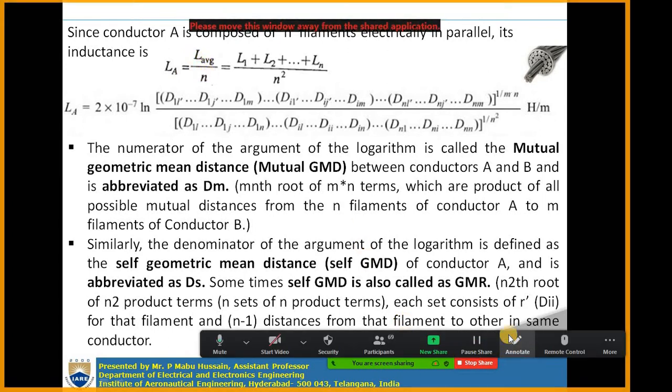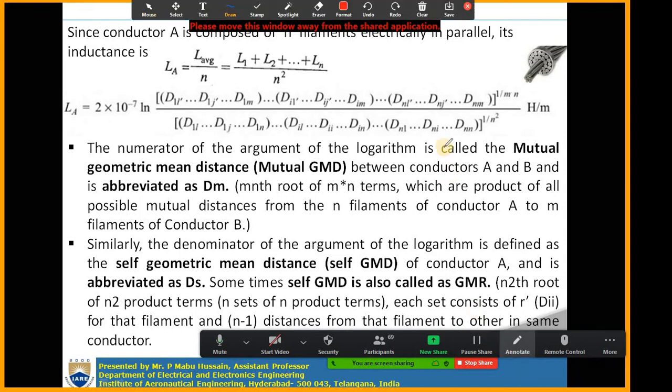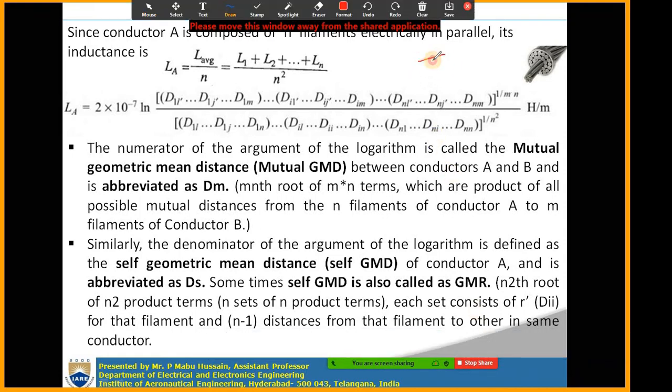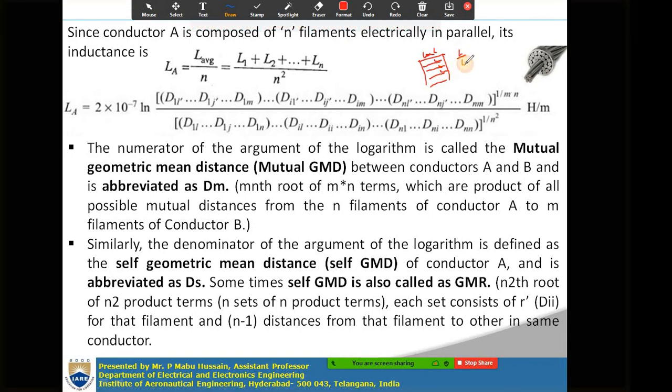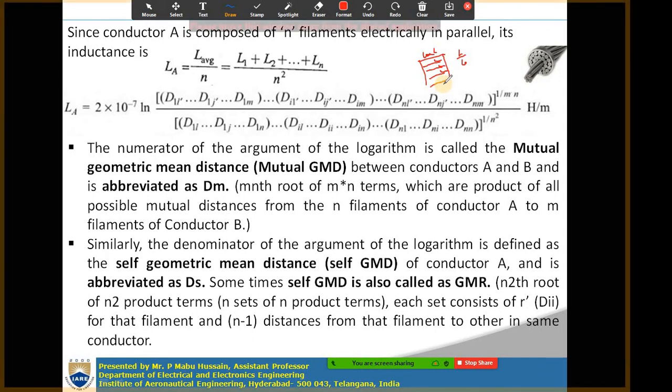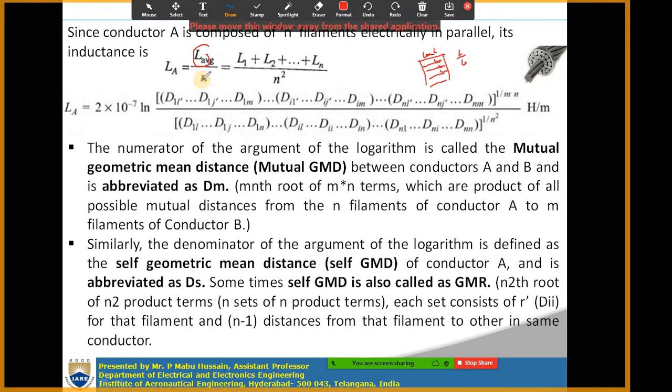So, as I said before, each strand 1 to n all are connected in parallel. Okay, they are all parallel. So, the average inductance of each strand will be the same. If you take 4 strands, the total net will be L by 4. As here you are having n number of strands, this will be the average of one strand divided by the total number of strands. So, this will be (L1 plus L2 plus up to Ln) by n square you will get.